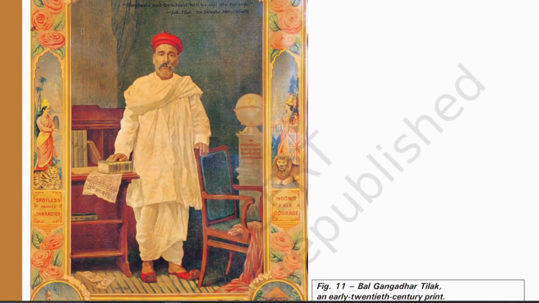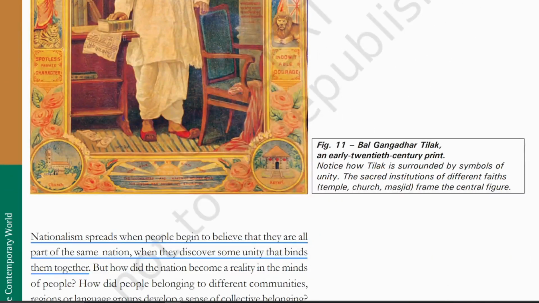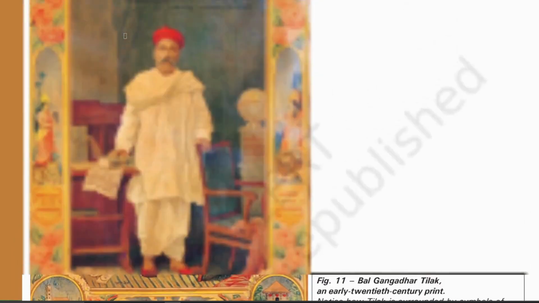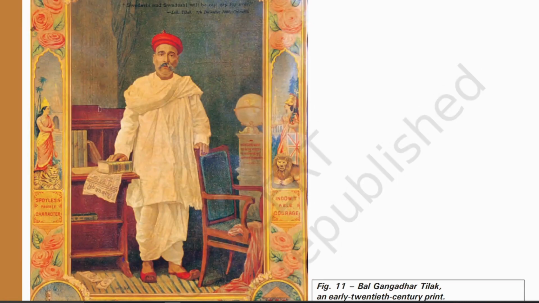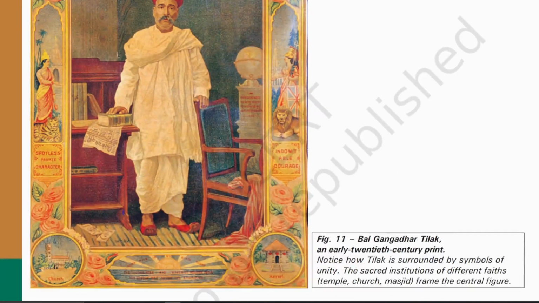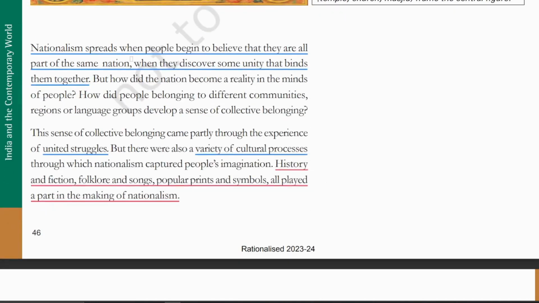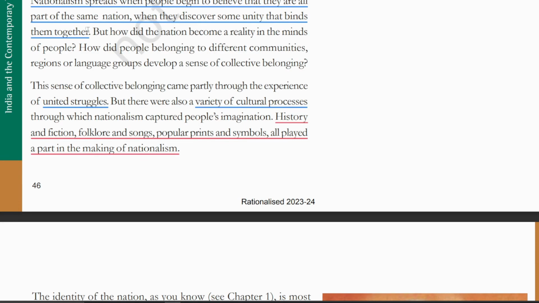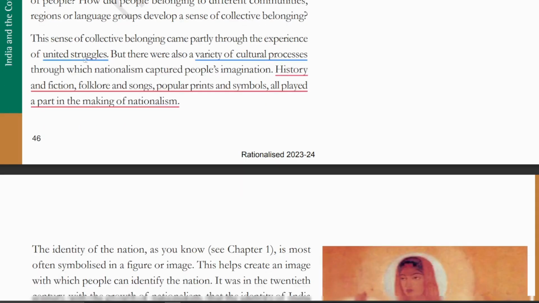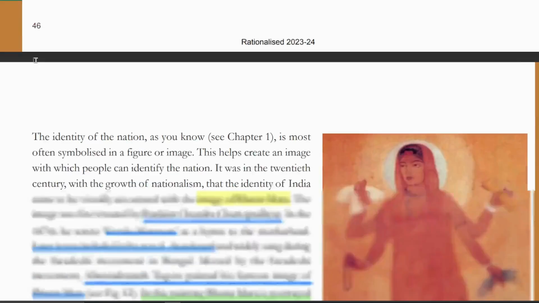This is Bal Gangadhar Tilak, of course, all of you know that. So basically, this shows how he's surrounded by integrity and unity. This is also important. This part is not that important, actually. This is not that important.